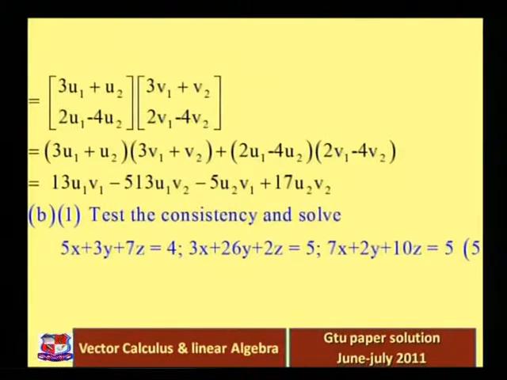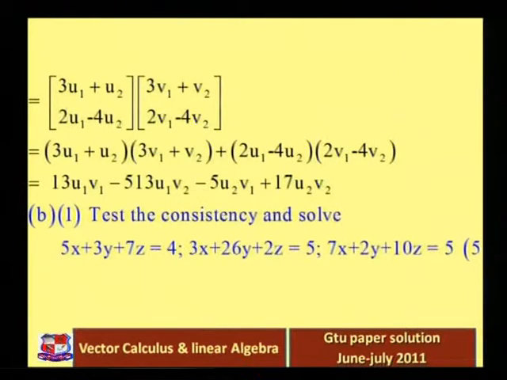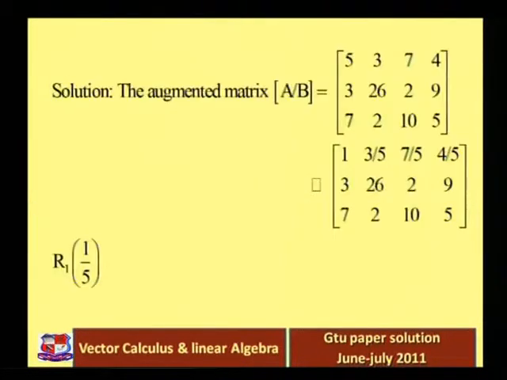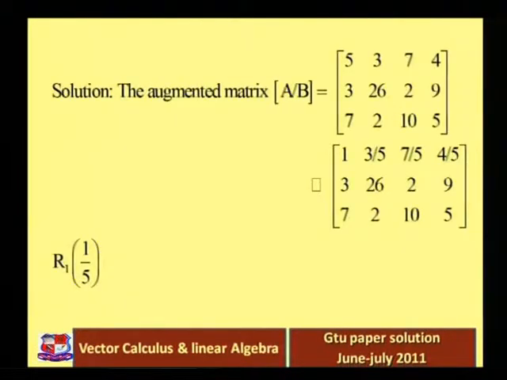So let's see. First we have to make the augmented matrix from this linear system of equations, and this is our augmented matrix. The augmented matrix is equal to 5 3 7 4. The last column is the right hand side of the equations, 4, 9 and 5. Sorry, you can see the last column is 4, 9, 5. So 5 3 7 4, 3 26 2 9, 7 2 10 5.